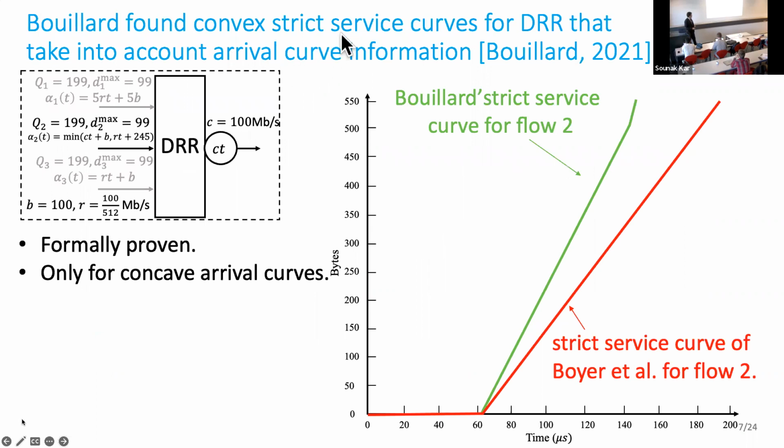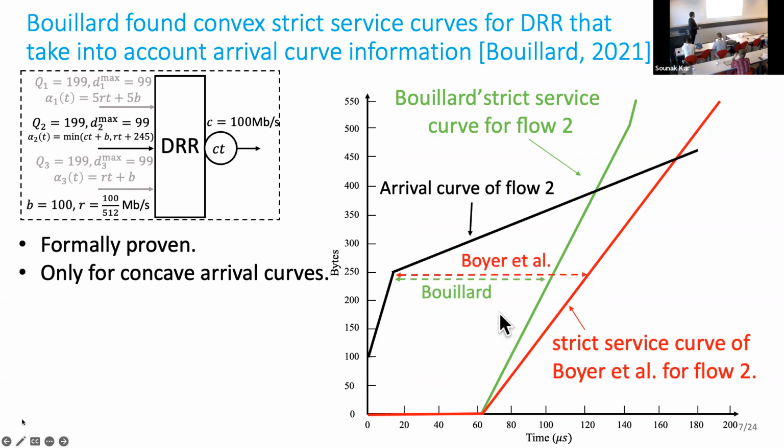We also found a convex strict service curve for DRR, but this strict service curve takes into account the arrival curve information. For one example here, I assume some arrival curves for the flows, and here I'm plotting the curve found by Bouillard as a comparison. I'm plotting the strict service curve of Boyer et al. Then if we plot the arrival curve of the flow of interest, we could compute the delay bounds. And as you observe, taking into account the arrival curve information improves on delay bounds. This bound is formally proven, and the method works only for concave arrival curves.